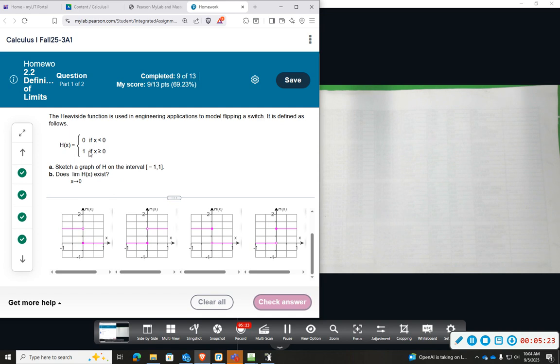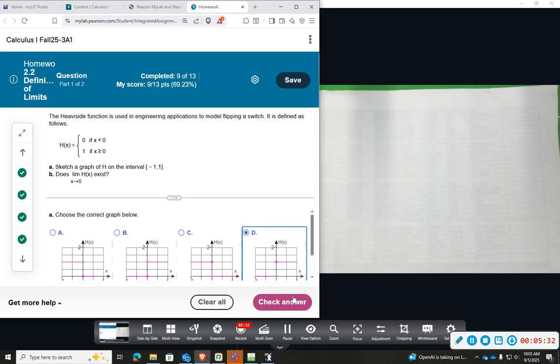It says we're going to be at 1 when we're greater than 0. So when I get greater than or equal to 0, I'll be at this line. So D looks good.